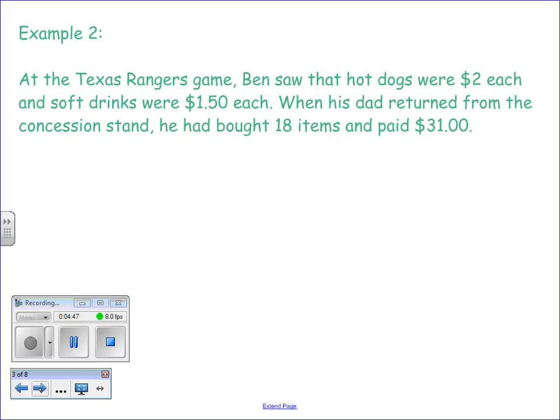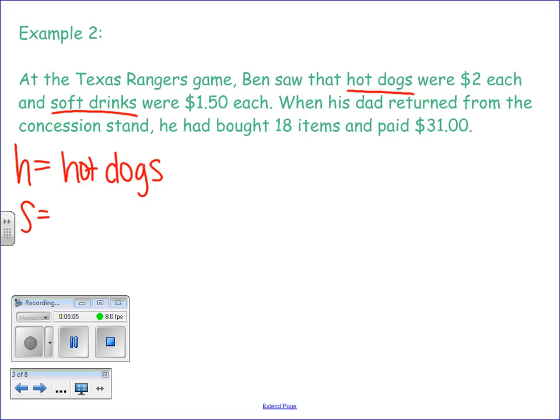So we have two things going on here. We have hot dogs for $2 each, and we have soft drinks. You want to kind of go through your problem and figure out what exactly you have. So I'm going to decide on my two variables now. I'm going to call my hot dogs H, and I'm going to call my soft drinks S.